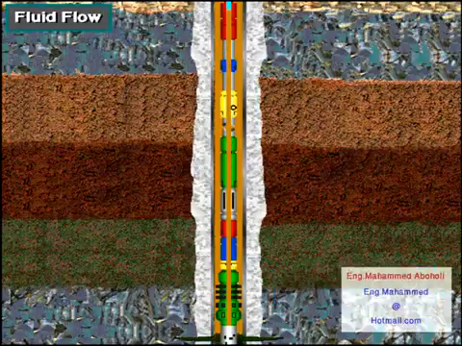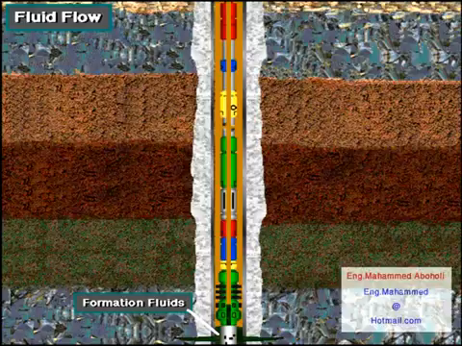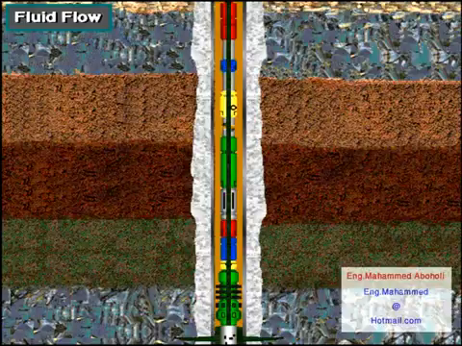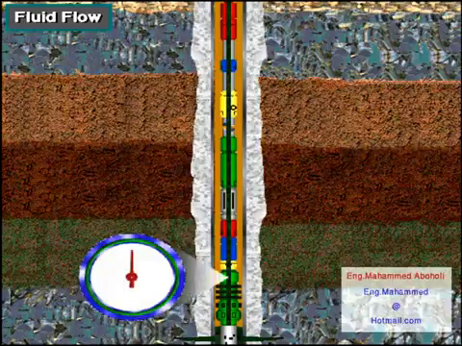With the ports open in the DST tool, formation fluids flow. They push any drilling fluid in the hole below the packer into the tool. Then they flow up the tool and the drill string to the surface. The test crew first lets the well flow for a short time to clear out the drill stem. They then shut in the well for a time to allow pressure to build.